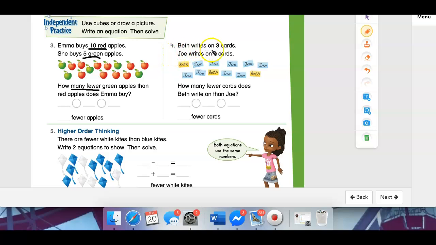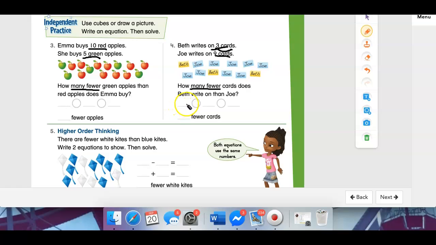Number 4 says Beth writes on 3 cards. John writes on 9 cards. How many fewer cards does Beth write on than Joe? If Beth wrote on 3 cards and Joe writes on 9 cards, we know that 3 is a smaller number than 9. We know that 9 is a bigger number than 3, correct? So how many fewer cards does Beth write on than Joe?